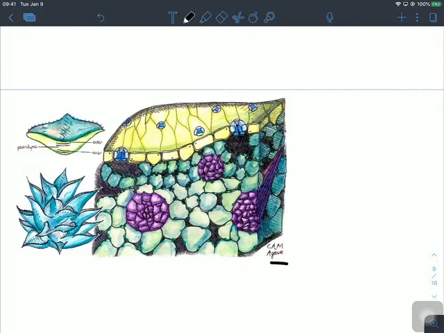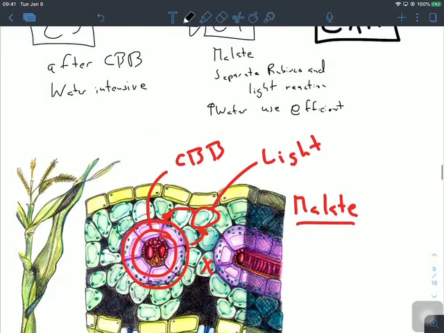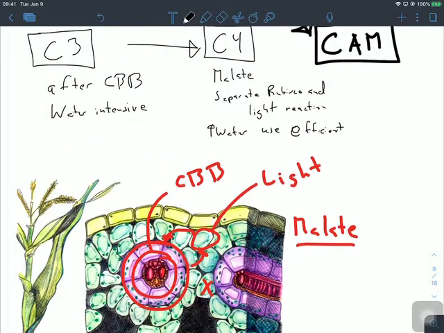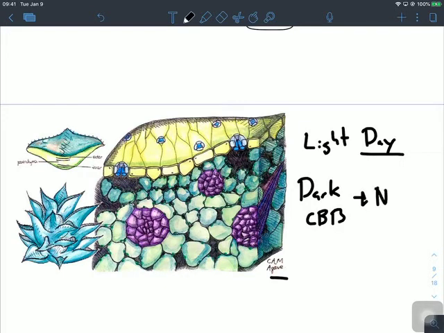Now, the difference between C4 and CAM plants is how they're separating the light and the dark reactions. In C4 plants, they're happening in different cells. In CAM plants, you're going to do the light reaction in the daytime when light is available, and then you're going to do the dark reaction, or the CBB cycle, at night because they need to keep their stomata open in order to perform the CBB cycle.